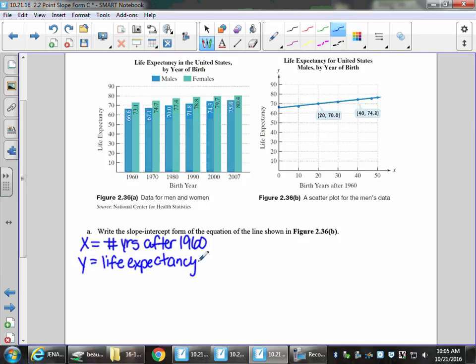And how is life expectancy measured? Like, what's the unit of measure? Years. So we're looking to model this line. What information am I given on this line that I can use? Points. Here's one. Here's another one. Use the points. What are we going to do with those points?